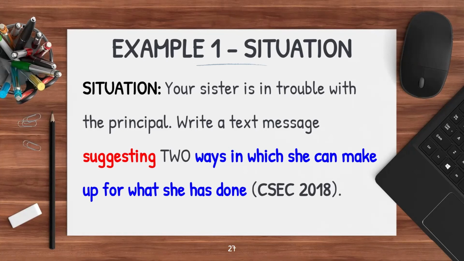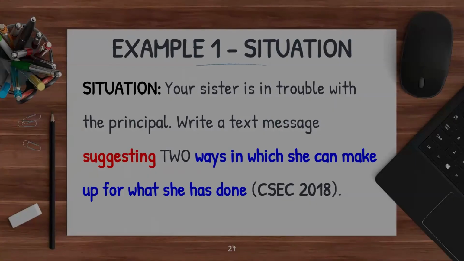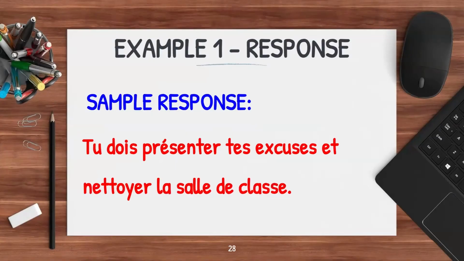And the context of this situation is, it says that your sister is in trouble with the principal, which clearly means she did something stupid or wrong. And what this situation is requiring you to do is to write a text message suggesting 2 ways in which she can make up for what she has done. Now let's look at our sample response.